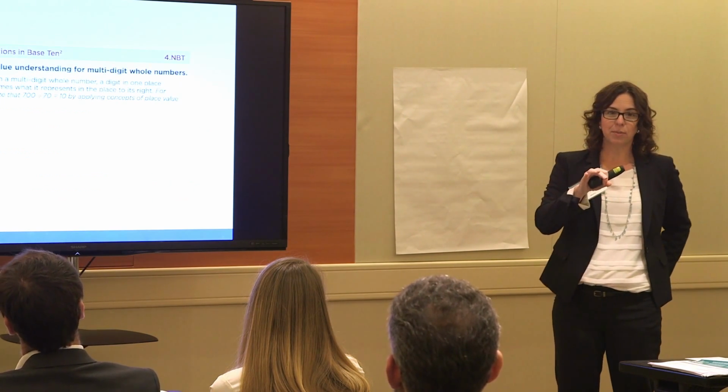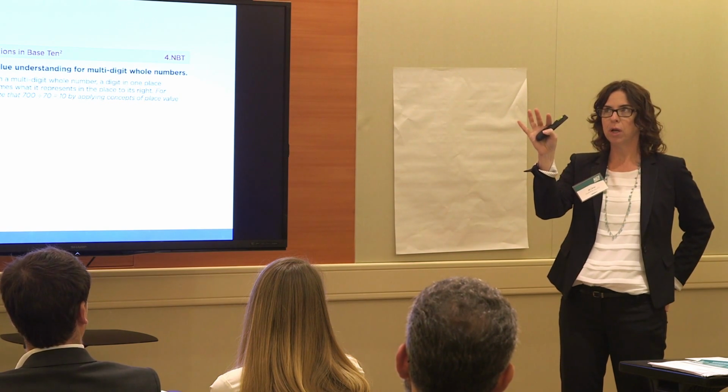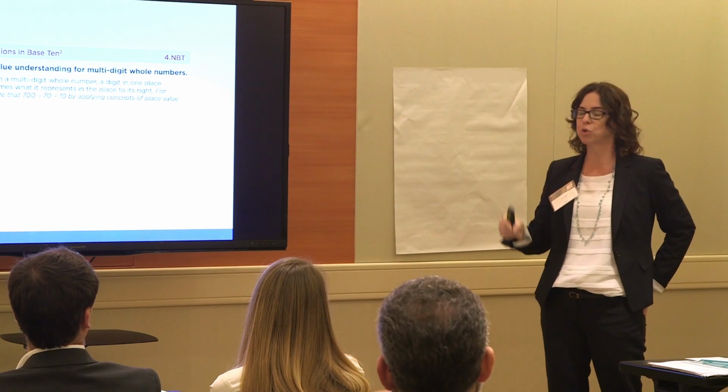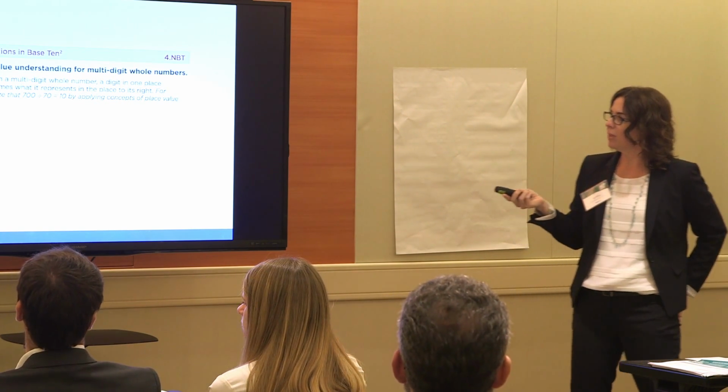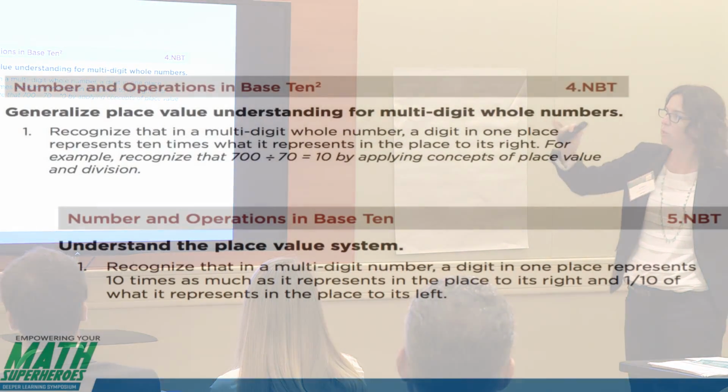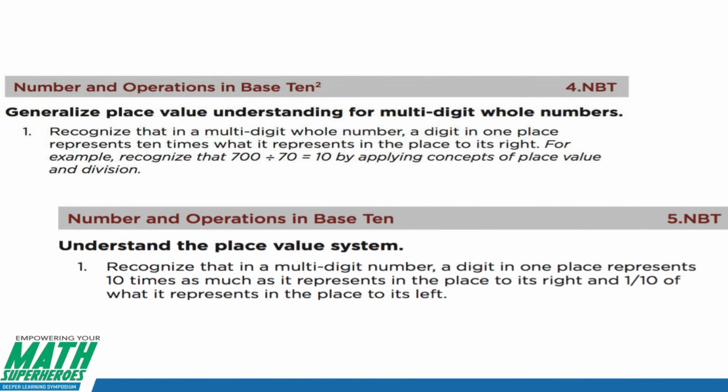And I definitely support at some level, like at K-1, doing those groups of 10, a straight line through the dots and sort of having that shortening notation. But in place value, as we get into 4th and 5th grade, they're asking the students to really recognize and generalize the place value system, right?